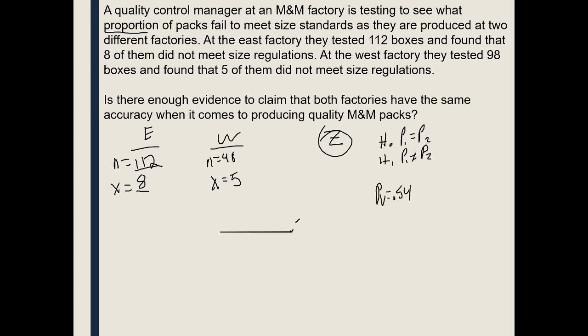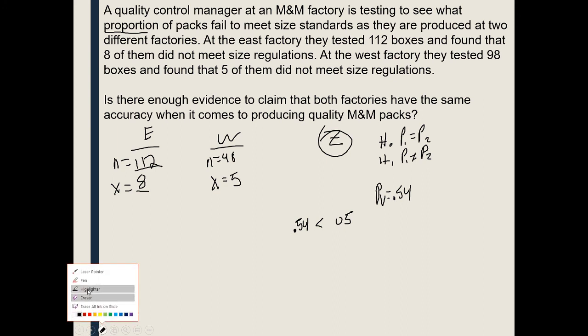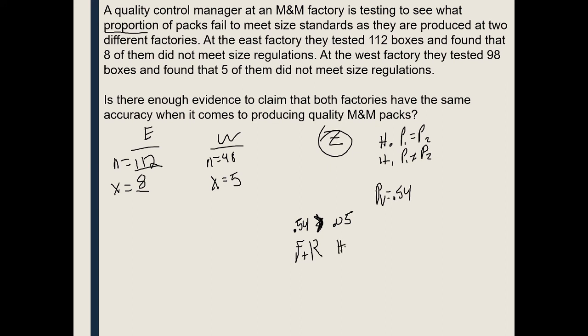So 0.54 is less than 0.05. Not sure why I keep getting random marks there now. So 0.54 is less than 0.05, so we know that if the p-value is low, or sorry, my bad, I said that completely wrong. 0.54 is bigger than 0.05. Some of you are probably yelling at me again. So since my p-value is high, we're going to fail to reject my H0.